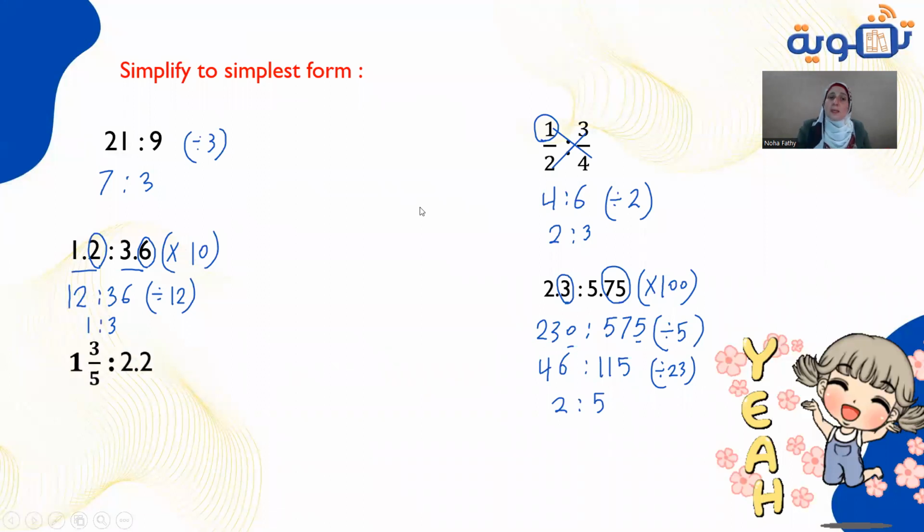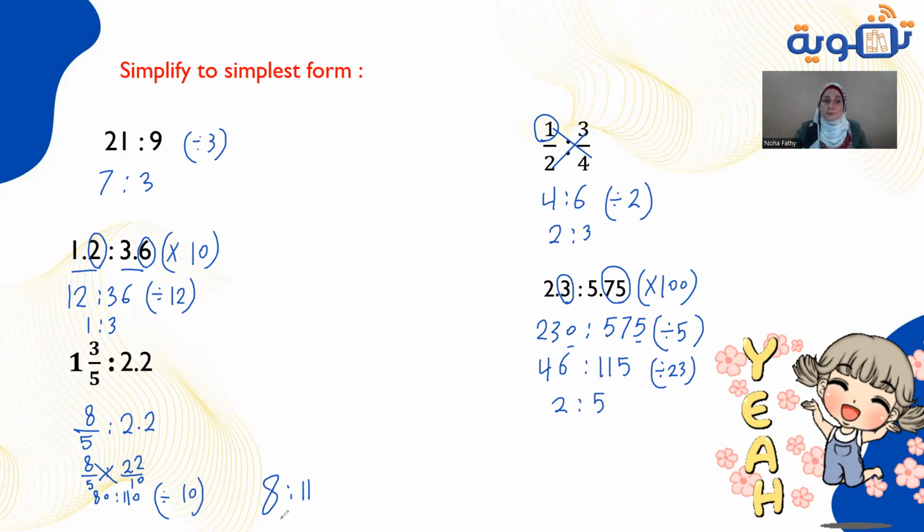If you have a mixed number and a decimal, we can convert both terms of the ratio to decimal numbers or both to fractions, then simplify. 1 times 5 is 5, plus 3 equals 8 over 5, to 2.2. Then 8 over 5 to 22 over 10. Cross multiplication gives 80 to 110. Then simplify, divide by 10, equal 8 to 11.